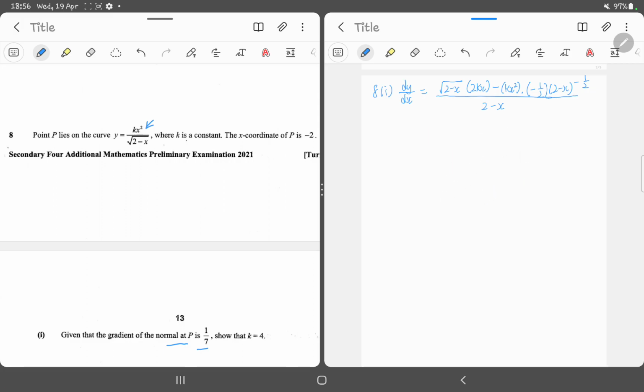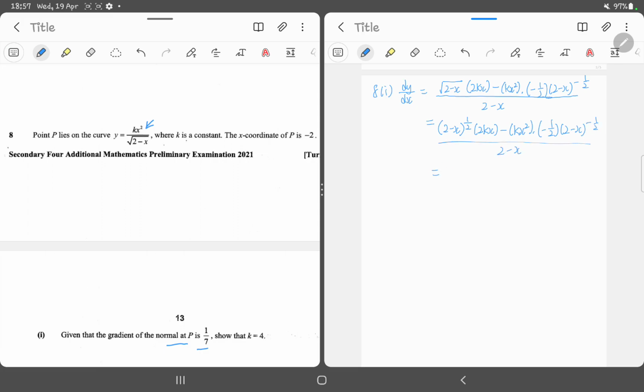So what I've written below is the working so that you guys can see clearer. So this is equals to 2kx. I'm not going to skip steps so that you all can see clearer. I'm going to write square root of 2 minus x as bracket 2 minus x bracket to the power of 1 over 2, and then bracket 2kx bracket minus bracket kx squared bracket, and we have the rest over here.